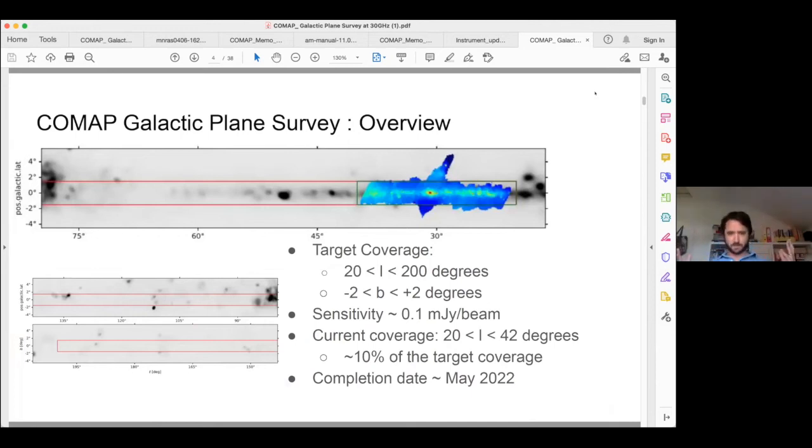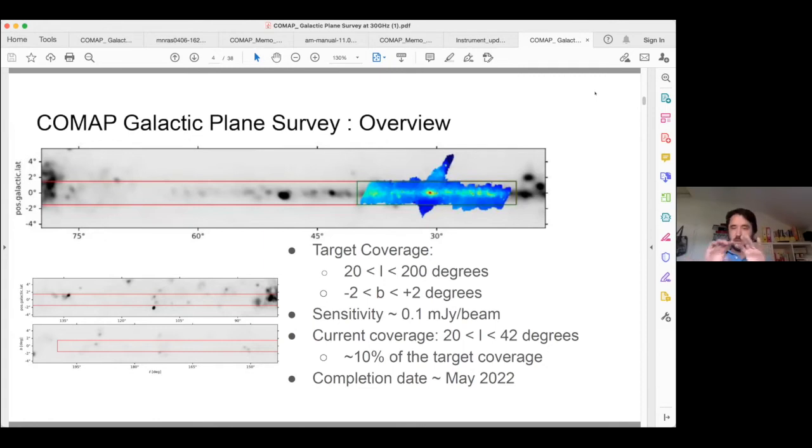The target is to map out all of the observable northern hemisphere part of the galactic plane, which is about 20 degrees to 200 degrees in longitude. There's a bit of wiggle room there, depending on how we do the observing, but that's more or less what it is. What you can see here, in the gray scale, is a map from the Planck 30 gigahertz survey, and the red box is where we're trying to observe, or where we will observe by hopefully May next year.